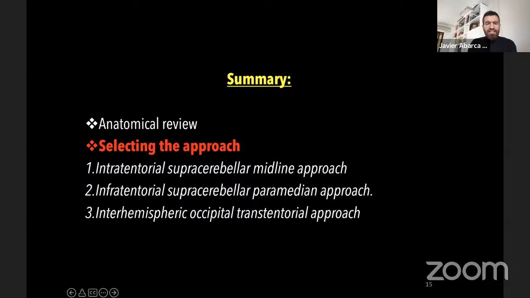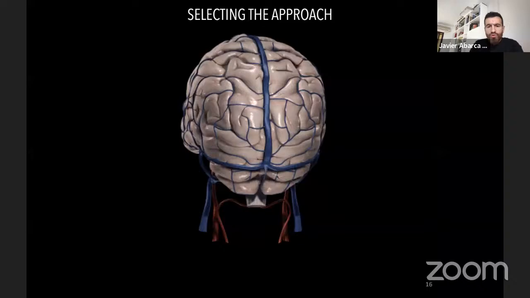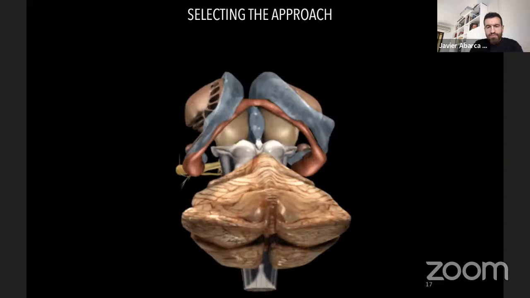And it's very important now, after this brief review of anatomy, how to select the best approach for each case. And we are gonna differentiate two groups of approaches, the supratentorial and infratentorial approaches. Regarding the infratentorial supracerebellar approaches, we have two main routes, the midline approach, the infratentorial supracerebellar midline approach, and its variant, the paramedian approach.